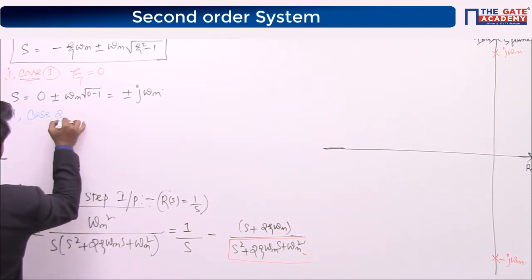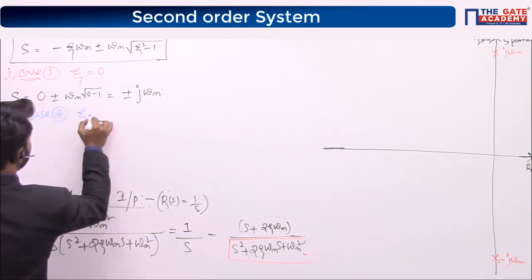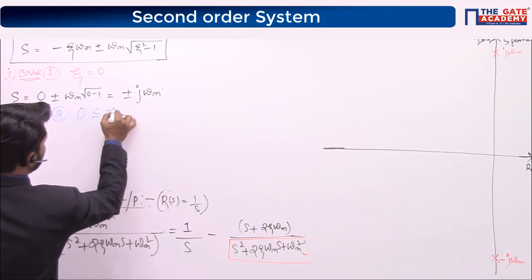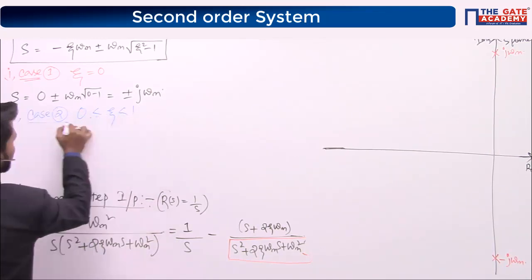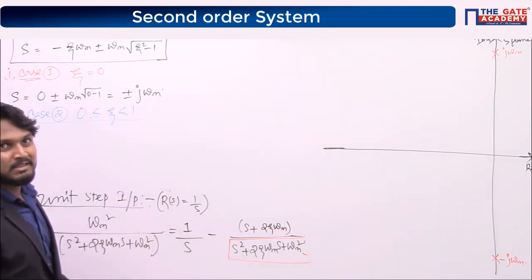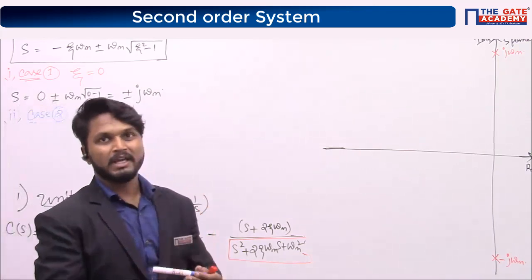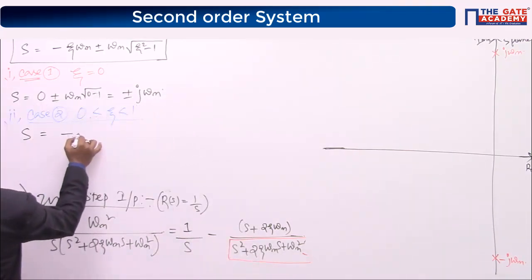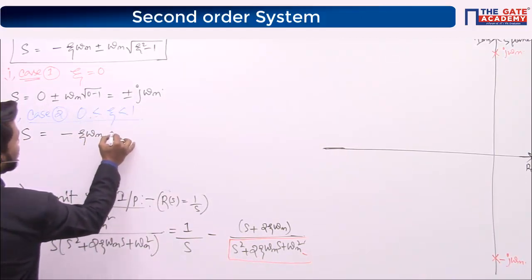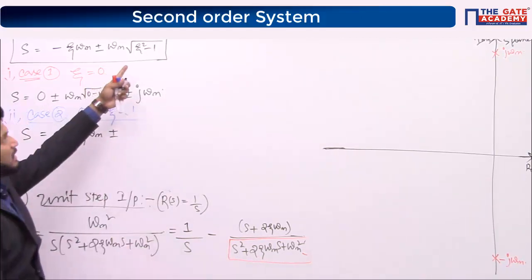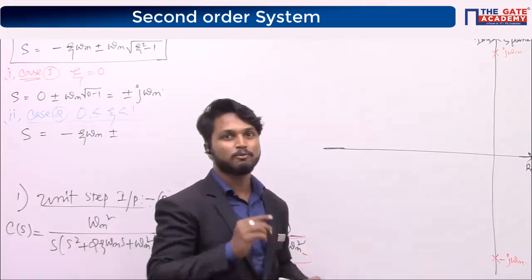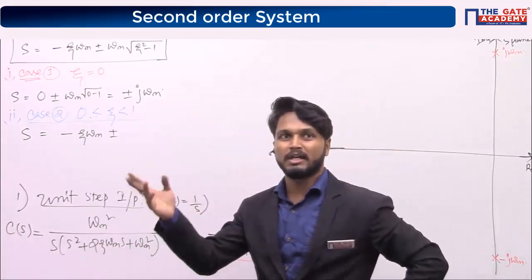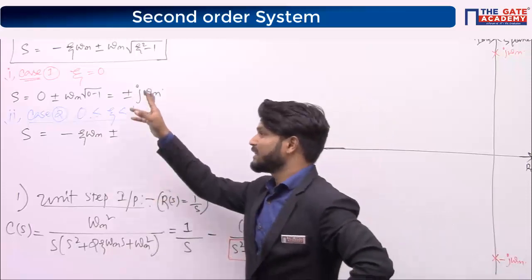Now let us just take zeta between 1 and 0. Case 2. In case 2, zeta is taken to be between 1 and 0. 0 less than zeta less than 1. Right? If this is the case, what are our roots going to be? S will be equal to minus zeta omega n plus or minus. See, zeta is something less than 1, then zeta square will be still less than 1. Something less than 1 minus 1, that will be a negative number, and a negative number under root.